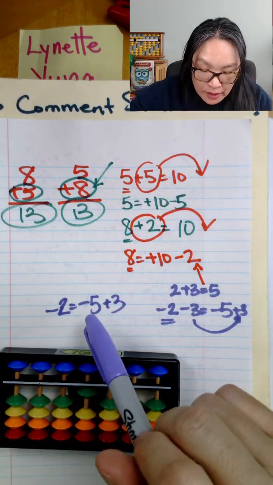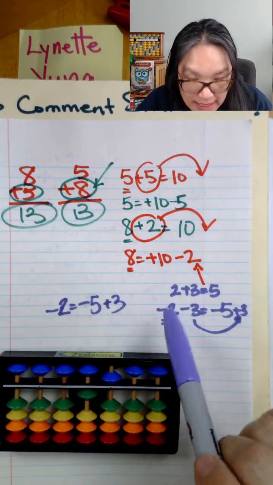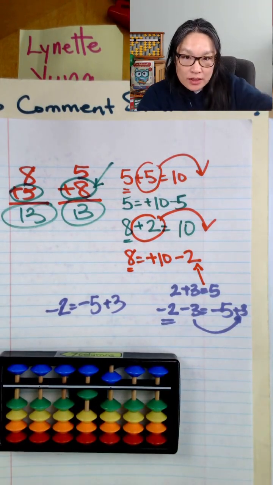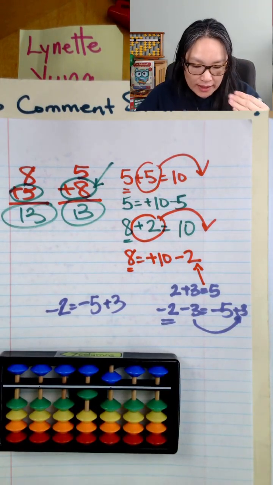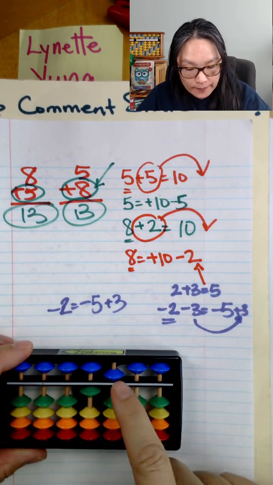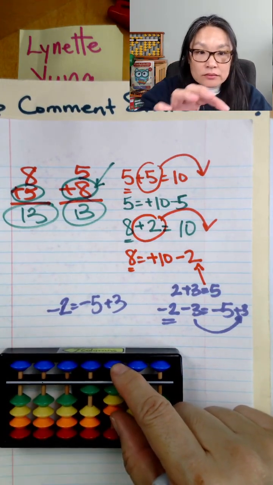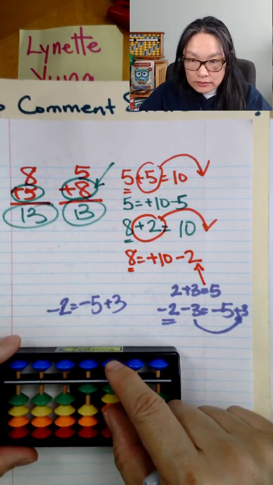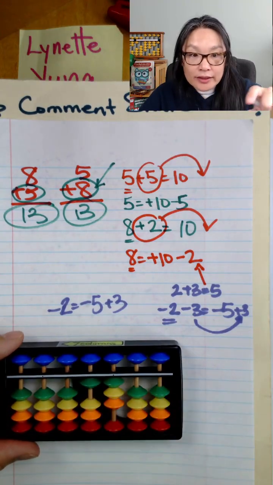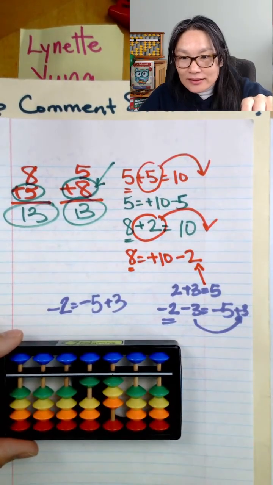So again, we use the operators as a gentle reminder of what we're doing on the abacus. So what we're doing is we're taking away. When we want to take away 2, I want to take away the 5, but I need to add the 3. I want to take away the 5 and I add the 3. So did that make sense?